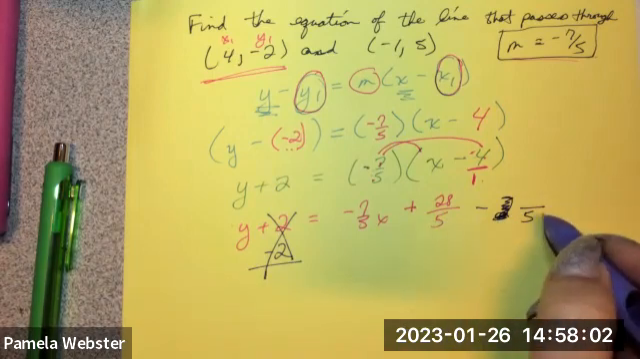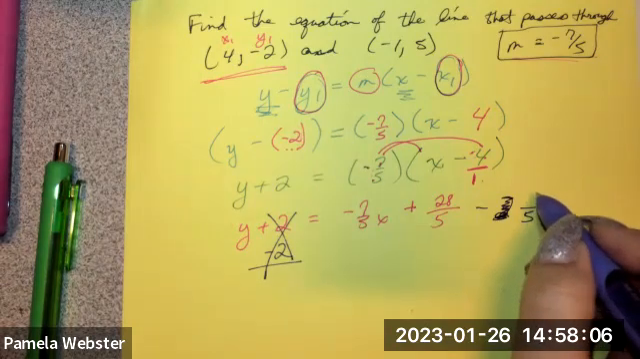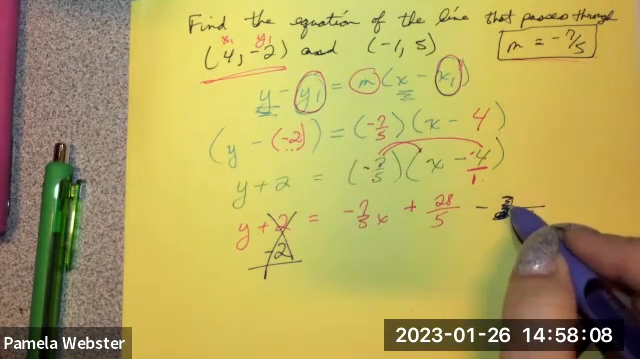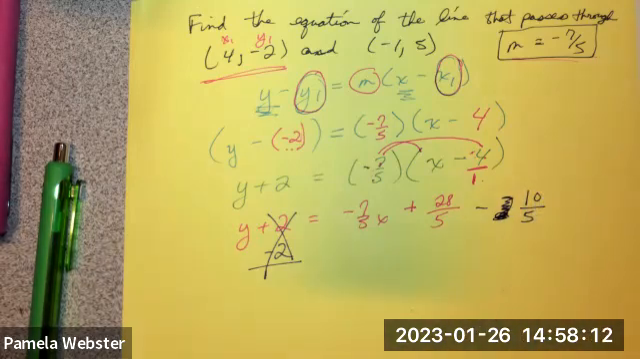Because remember, when I'm adding and subtracting, I need a common denominator. So if it was 5 over 5, that would be a 1, but I want it to be a 2. So that's 10 over 5. If you need to do that in a separate step, then do it in a separate step. That's fine. But I'm just going to do it right there.